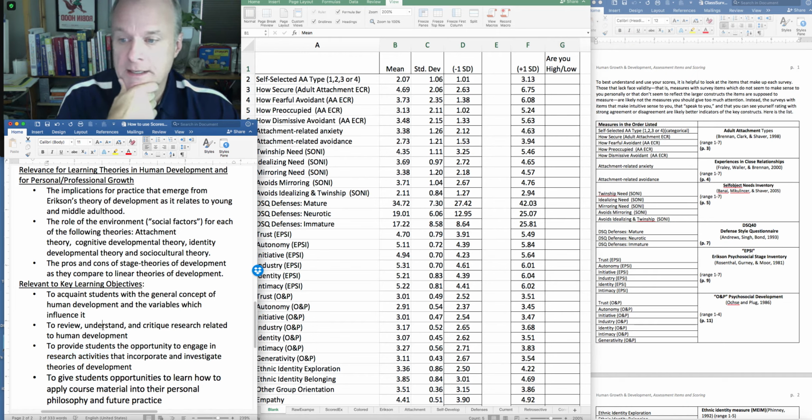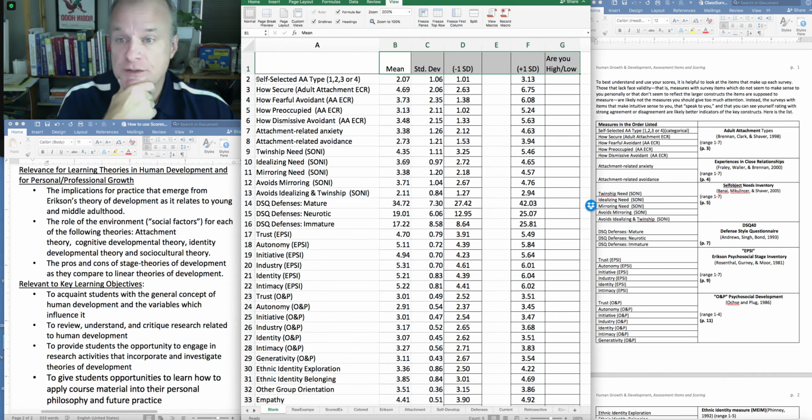Another issue we want to focus on is critiquing research and thinking about when it applies and when it doesn't apply. We're going to do that by acquainting you with the concepts and constructs from human development and the variables that measure it. Okay? Now, as we roll through this, we'll talk about the difference between stage theories of development and more linear measures of development. A great example of that is attachment.